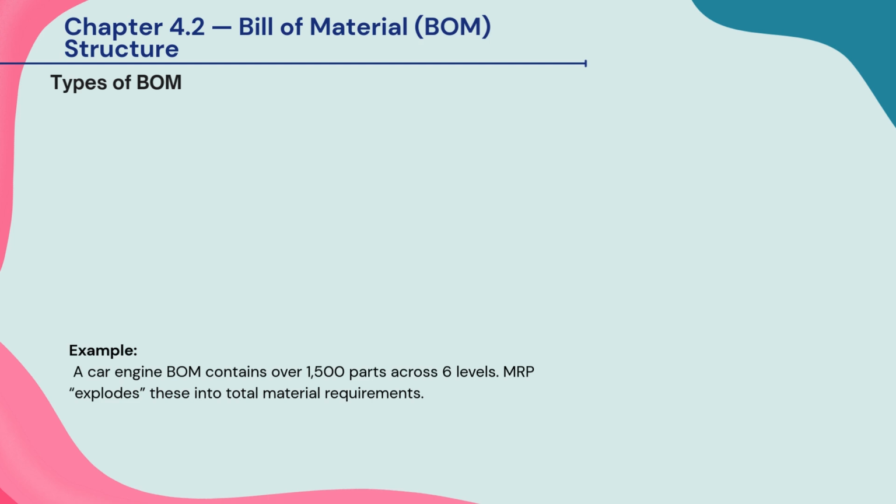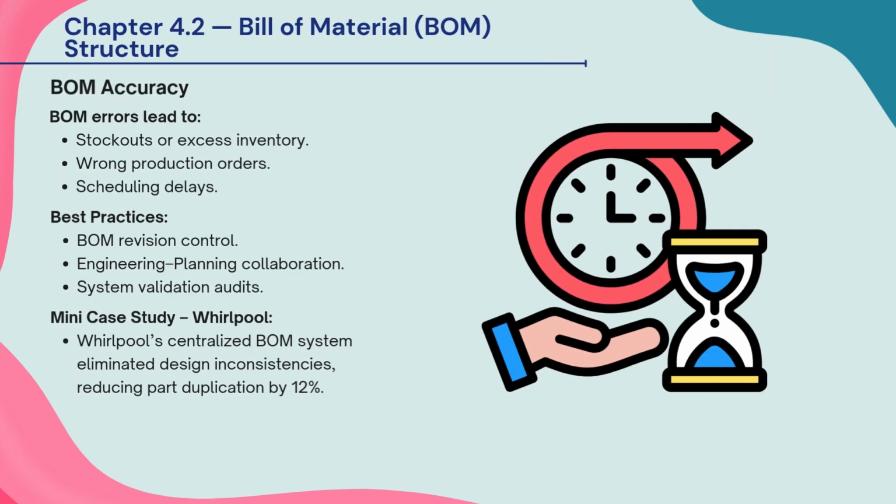This slide explains why BOM accuracy is critical. Errors can cause stockouts, excess inventory, wrong orders, and scheduling delays. To avoid this, organizations must control BOM revisions, ensure collaboration between engineering and planning, and conduct regular audits. The Whirlpool case shows how a centralized BOM reduced design issues and cut part duplication by 12%.